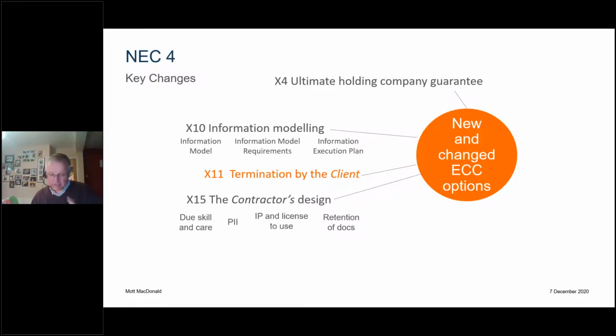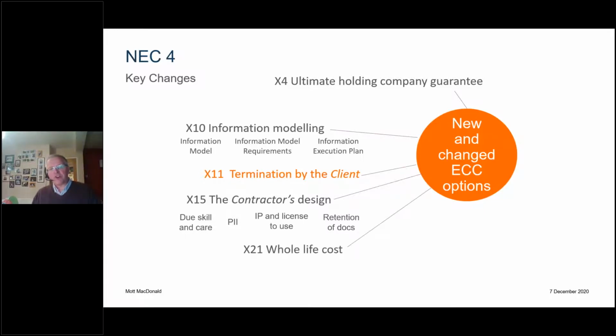As an independent commercial contractual specialist, I would always advise a client to use X15 because contractors cannot get insurance against fit for purpose, and therefore they will always want to see X15 included. In NEC4, X15 has been expanded with a few words about intellectual property and license to use the contractor's design. Also, requirements to retain the documents, normally for the duration of the liability of the contractor, and also, for the first time in NEC, a specific obligation to provide professional indemnity insurance. That was not at all in NEC3.